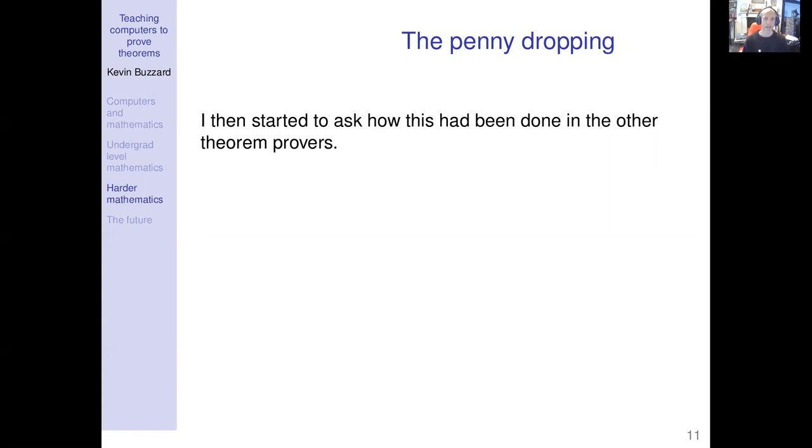So I started asking around how this had been done in the other systems, like Coq, because it's 30 years old, and people sort of say, well, no one's done anything like this before. And so this to me was the big shock, right? Something that started off as a hobby, basically, I started running this club because all my kids were old enough to make it.